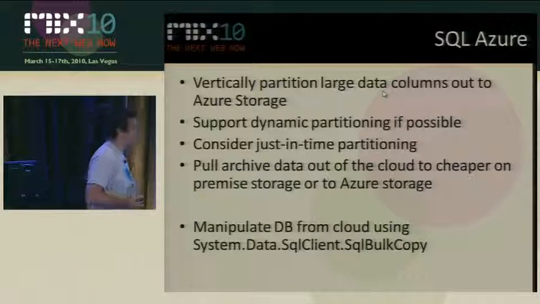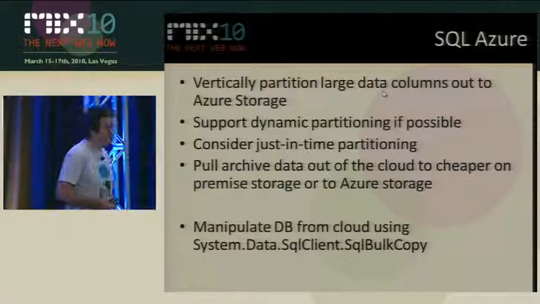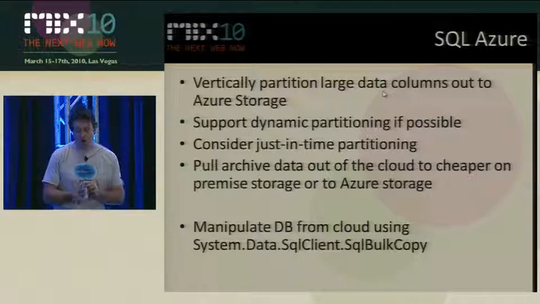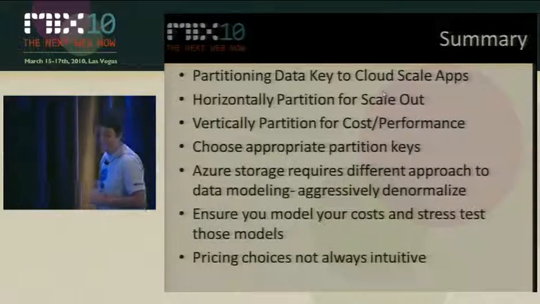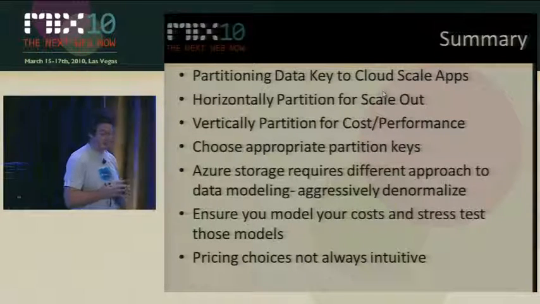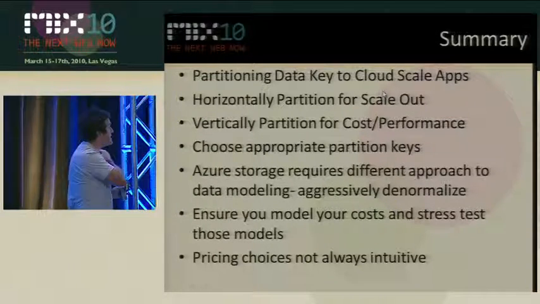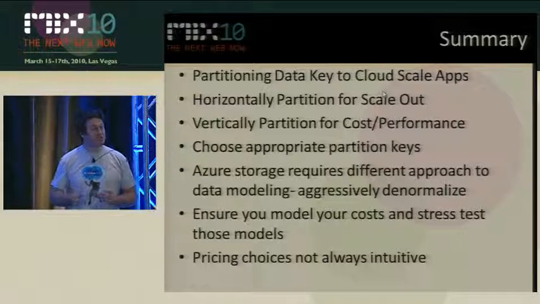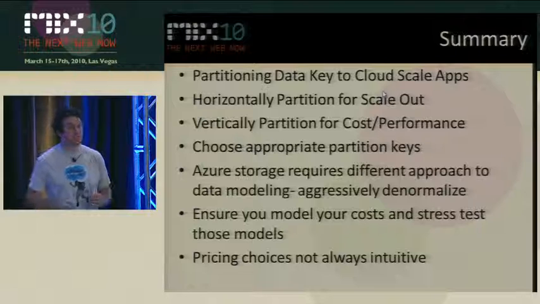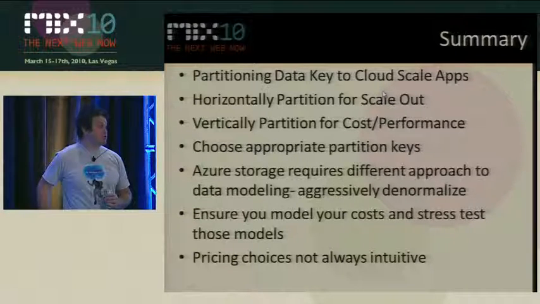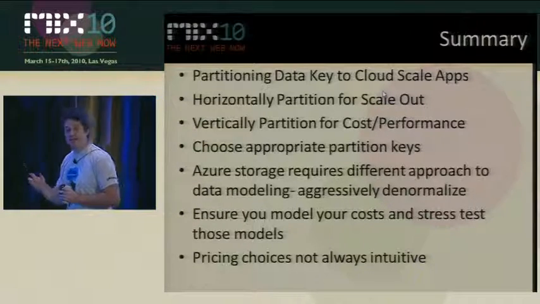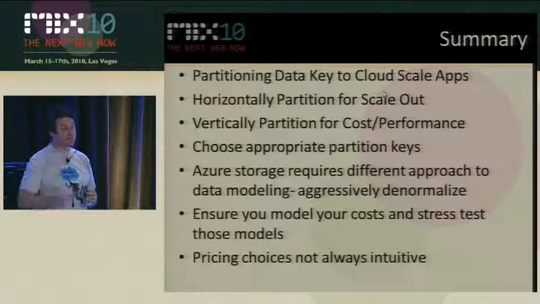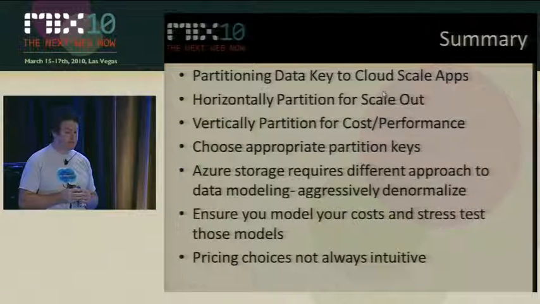So for example, with Ticket Direct, we pull events that have been sold and completed out into a data warehouse on-premise. So in summary, partitioning really is a key to working with data in cloud scale apps. We horizontally partition for scale out, really for performance and to be able to handle huge load and huge data volumes. We vertically partition to balance performance and cost. And you'll see that that can be quite important.